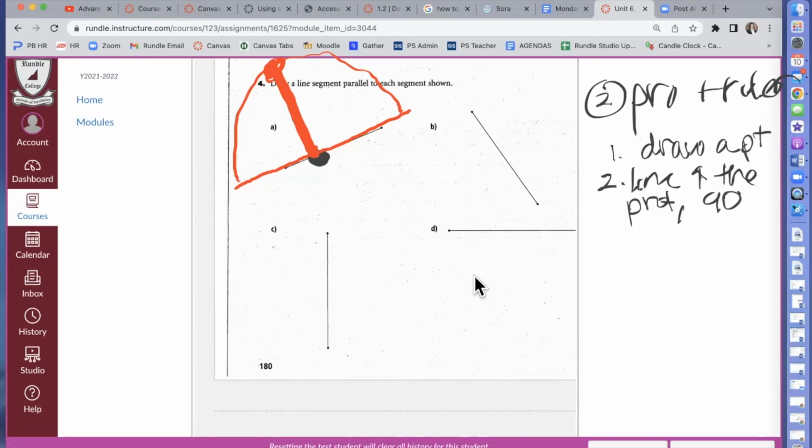Okay. Now you choose another point. You repeat those steps. So I'm going to choose another point on the line segment. It does not matter what point it is, but I'm then going to take my protractor and line it up again. So the center of my protractor is going to be at that point, and I'm going to mark 90 degrees again. Remember, parallel lines are separated by 90 degrees.